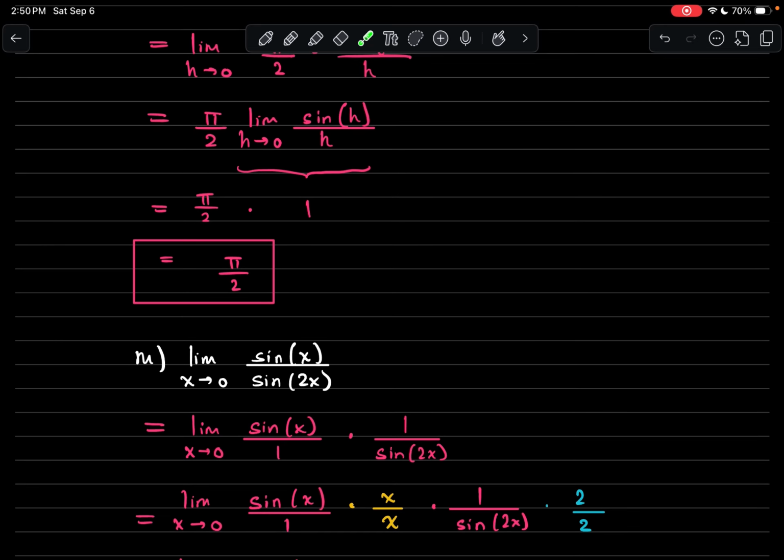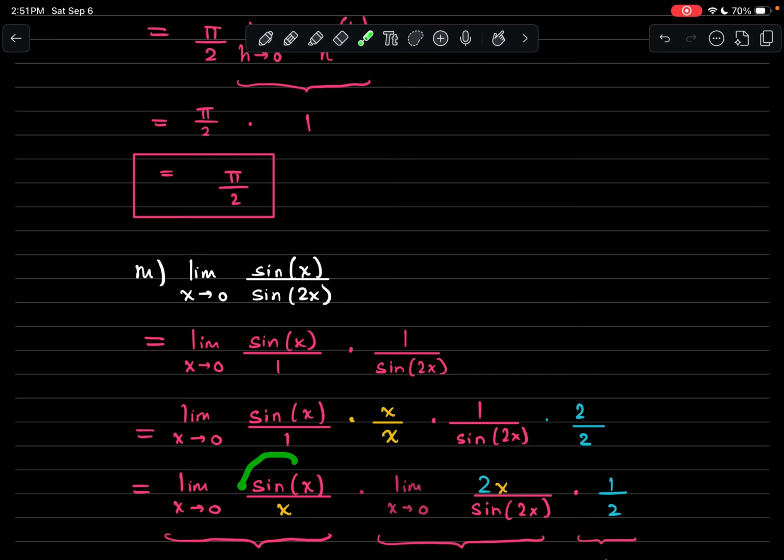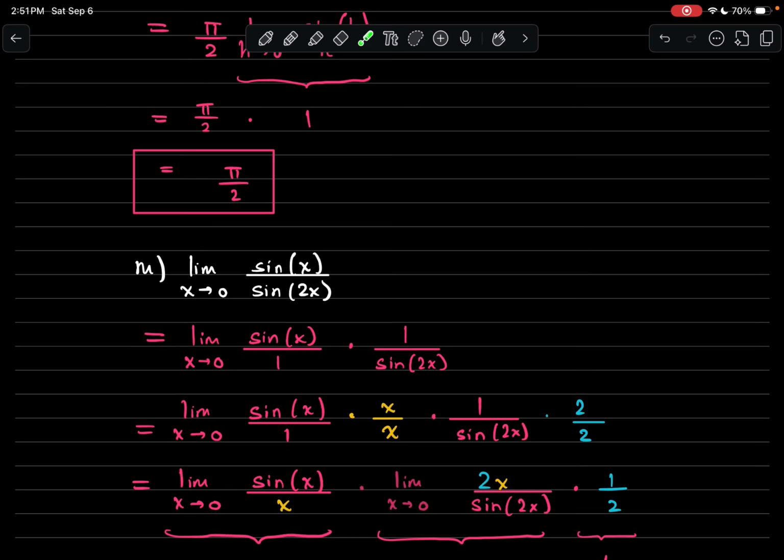Now we can multiply by some really convenient forms of 1. Okay, so remember, we're always just multiplying by 1. It has to be the same thing in the numerator, same thing in the denominator. So I'm going to multiply that first part by x over x. I'm going to multiply the second one by 2 over 2. And let's see what that's going to give us. So this x in the denominator is going to come over here. That gives us sine of x over x for our first limit, which we already know how to reduce to 1.